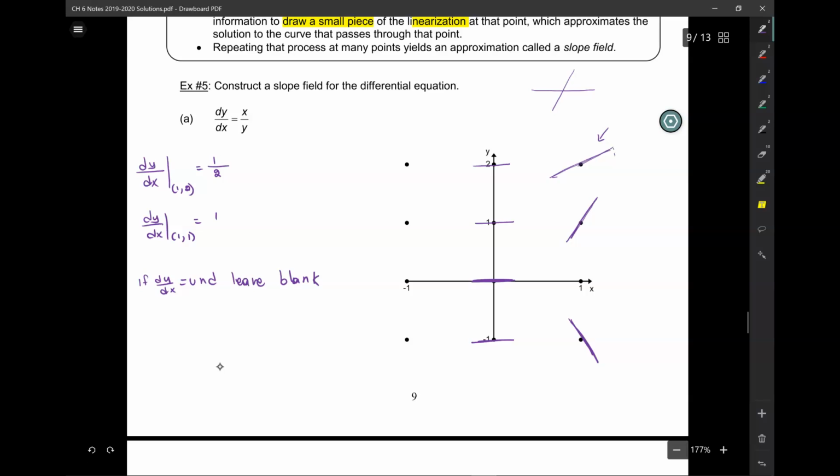Okay, and then here at (-1, 2), it's going to be -1/2. And then -1. And then here, +1. Yep.